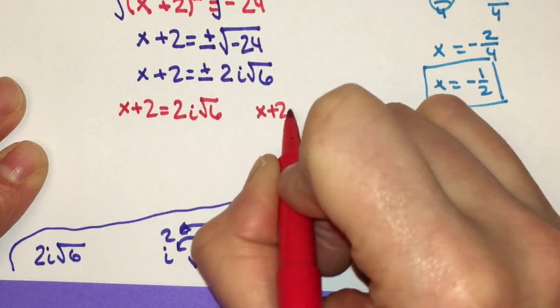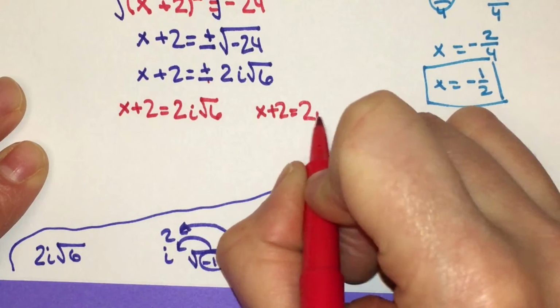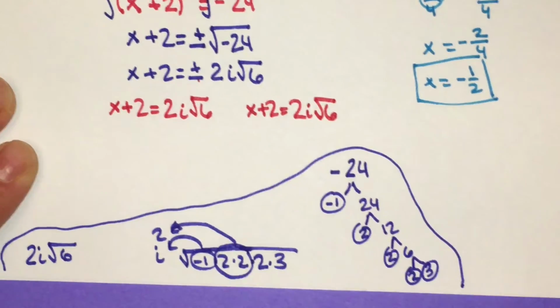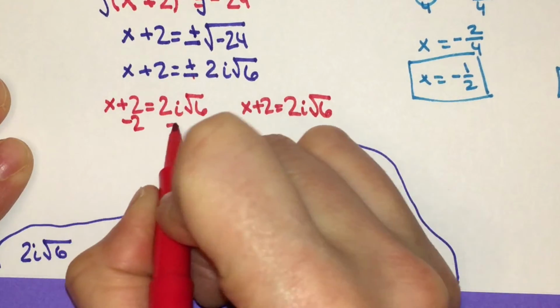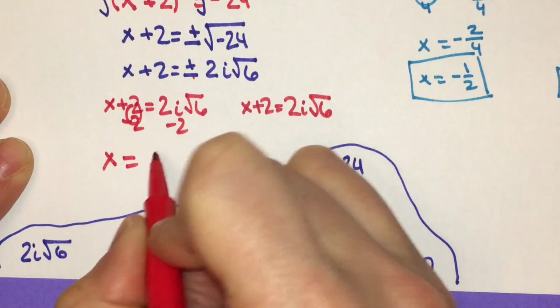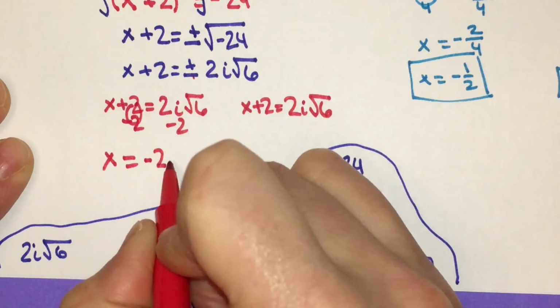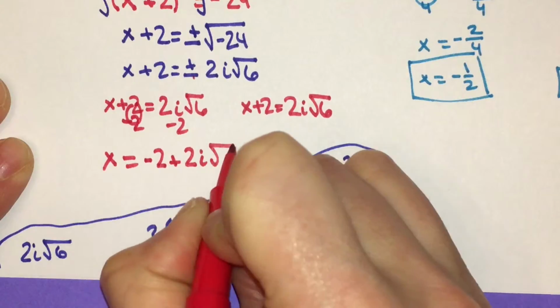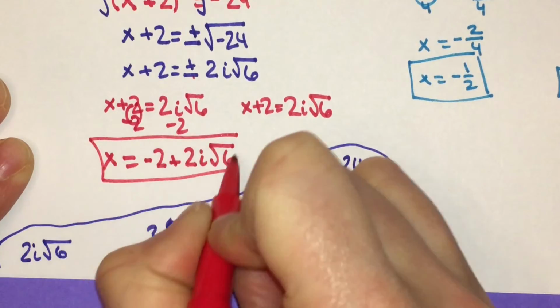And x plus 2 equals negative 2i times the square root of 6. So in this case, I'm going to subtract 2 on both sides, and I get x equals, I'm going to put my negative 2 in front, negative 2 plus 2i times the square root of 6.